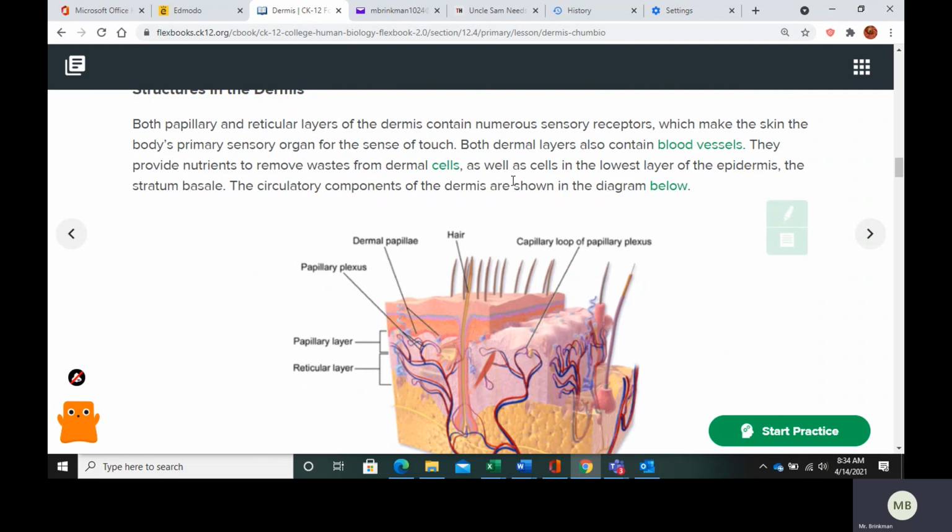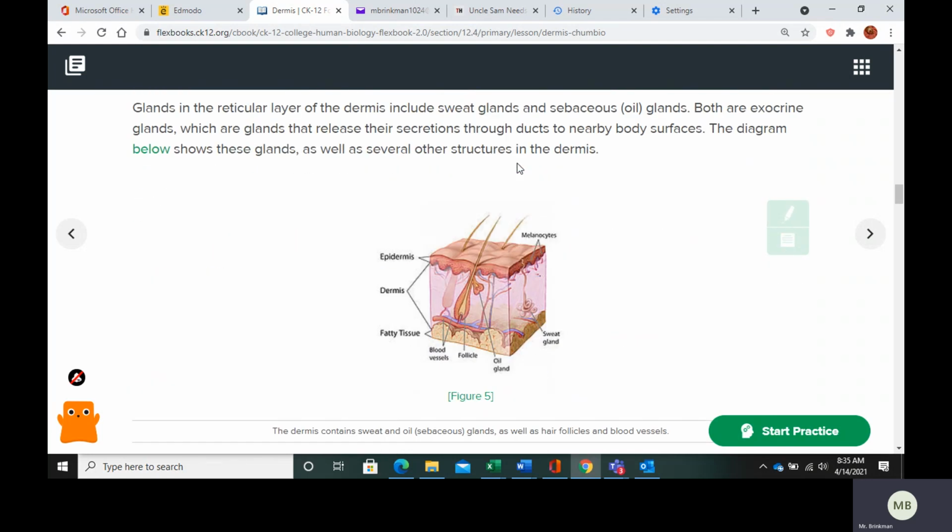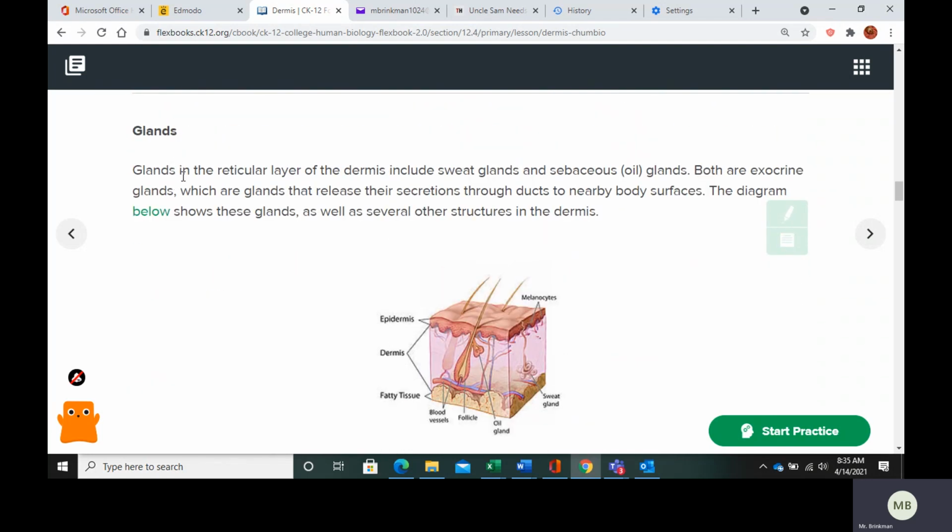So, the dermis is going to contain a lot of structures, okay? Both layers are going to contain a lot of sensory receptors, which are going to make the skin the body's primary sensory organ for touch. So we have the glands. So glands in the reticular layer are going to be sweat glands and sebaceous or oil glands, right? These are both exocrine glands. They release the stuff that they secrete to the surface of the body.